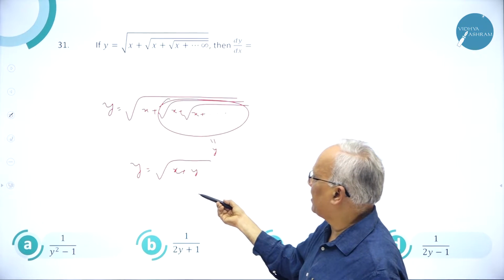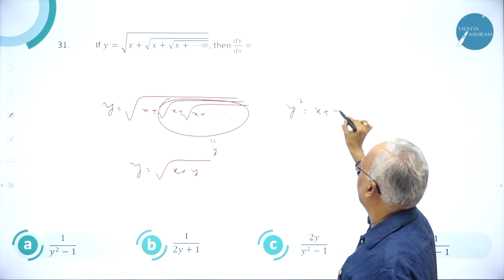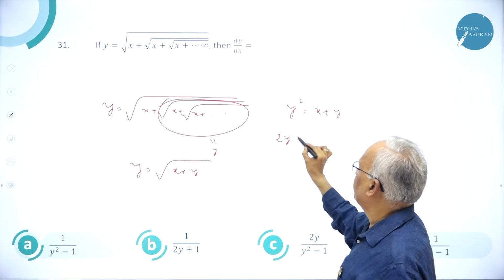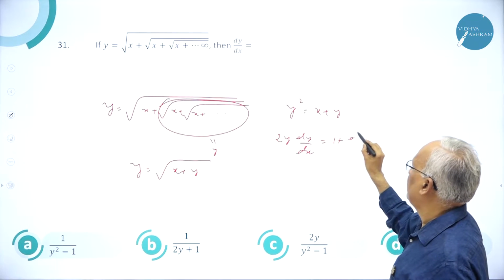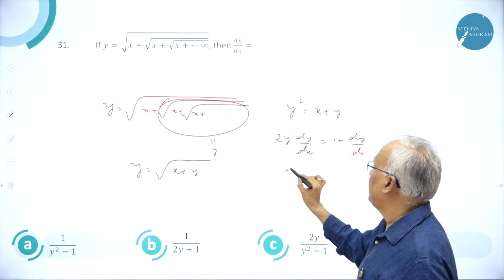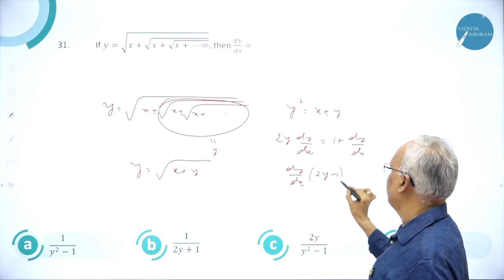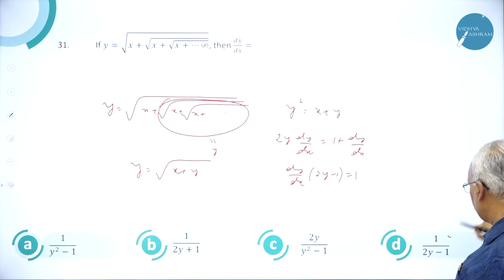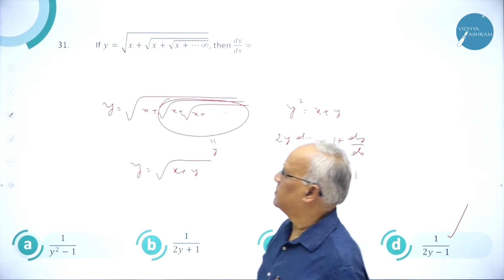Now don't differentiate directly. You square both sides. Y squared is equal to x plus y it becomes. Now it's very easy to find dy by dx. 2y into dy by dx is equal to 1 plus dy by dx, differentiating with respect to x. So dy by dx common, it is 2y minus 1 is equal to 1. Therefore dy by dx equal to 1 over 2y minus 1. So answer is D. So it's very easy. So remember this. Next question.